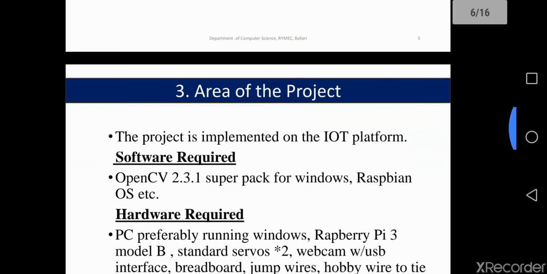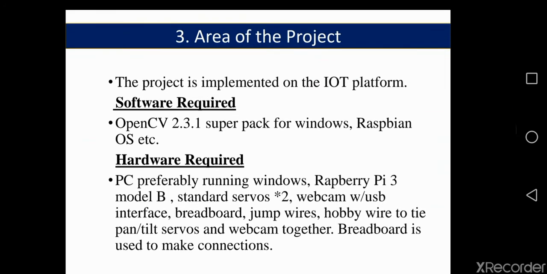Area of the project: the project is implemented on the IoT platform. The software and hardware requirements are as follows. The software requirements: OpenCV 2.3.1 Super Pack for Windows, Raspberry Pi operating system, etc. Hardware requirements: a PC preferably running Windows, Raspberry Pi 3 model B, standard servos, webcams and USB interface, some general breadboards, jump wires, hobby wire.